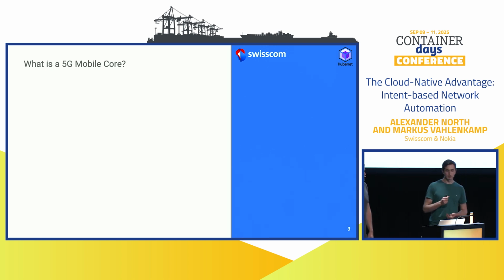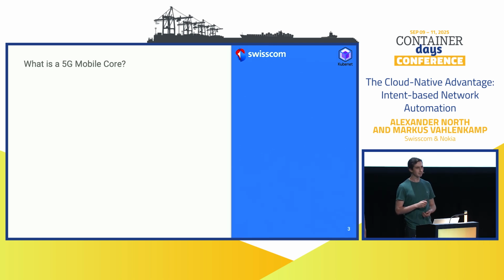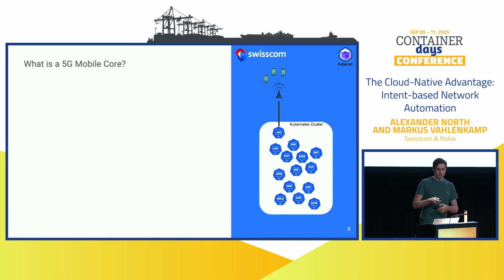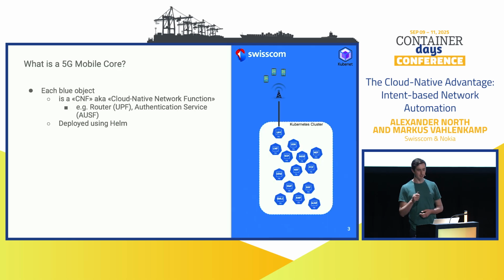So, I said I'm working with the 5G mobile core. What exactly is this? Well, it's a network architecture which provides essential functionality for mobile communication as well as protocols. Here is a small diagram of one. If we look at each of these blue objects, these are cloud-native network functions. That is, for example, a router or an authentication service. It's how we can monitor things like your bill and your data usage.